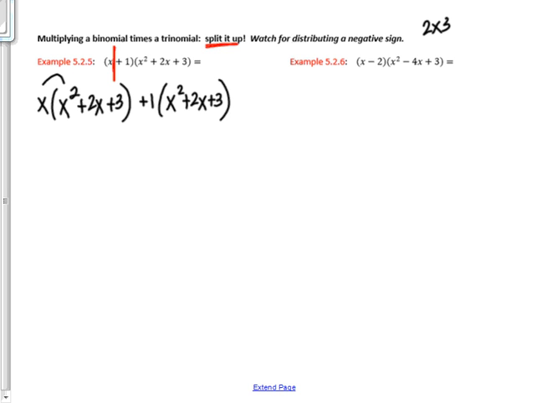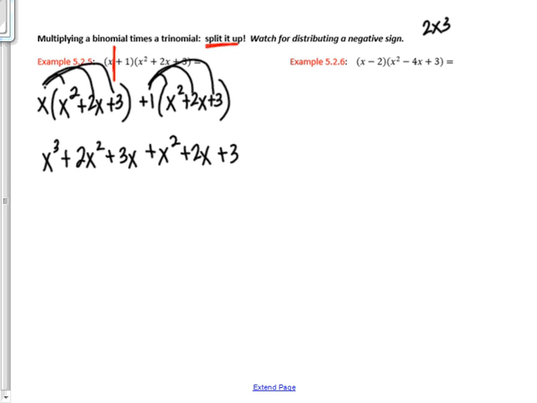So now if we distribute the x, we get x to the 3rd plus 2x squared plus 3x. And then if I distribute the 1, I get 1x squared plus 2x plus 3. Now these will have like terms. You will be able to put the middle together. Alright, so x cubes, I don't have any more, so I'm going to put them in my answer. Alright, x squares, I've got 2 of them plus 1 of them, so that gives me 3x squared. Alright, x's, I've got 3x plus 2x, and that's going to give me 5x. And then I have my plus 3.